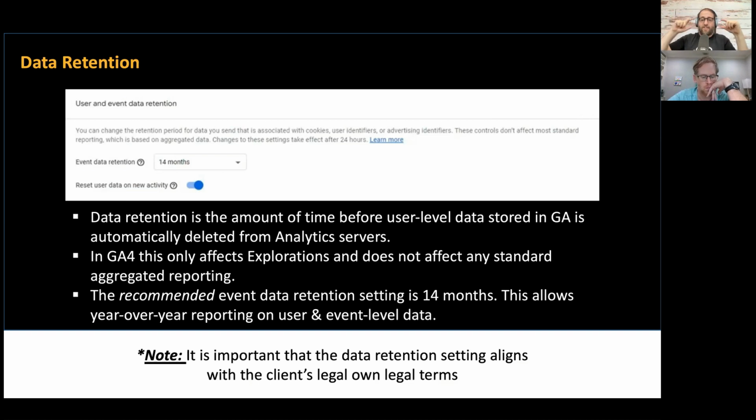Remember, we've got user, session, event. At these levels, if I'm running analyses, I can do year-over-year, meaning if I want to see how I did in March of this year compared to March of last year, it will allow me to do that. However, it is important that the data retention settings align with the client's legal terms. So it could be that some people say, we only keep your data for 10 days, right? Then you better only set this to 10 days. Most people, you don't have to worry about it. 14 months and you're good. But remember, this doesn't affect the main reporting. It only affects the special reports that are developed in the exploration tab in your left-hand navigation.